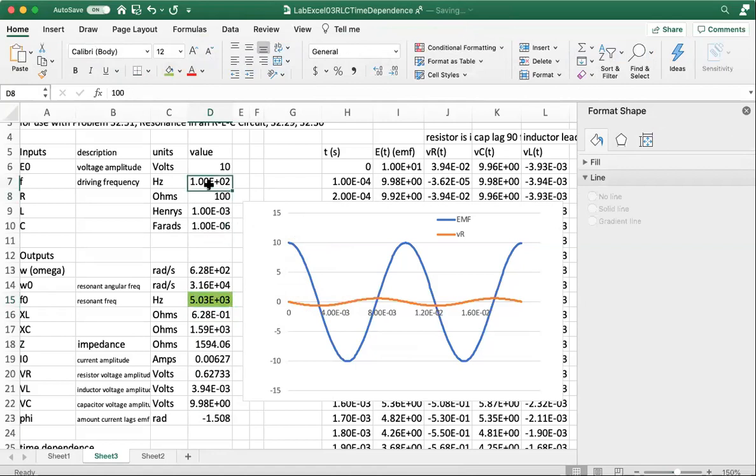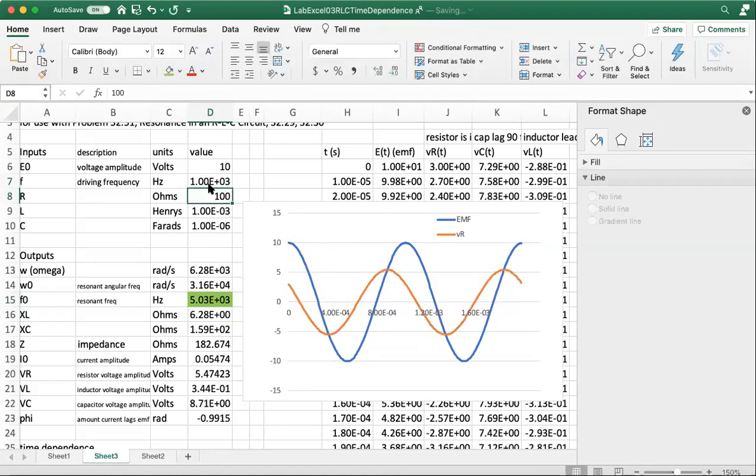I'm at 100 hertz. So let's say I go to 1,000 hertz. What's going to happen? Okay, so I went to 1,000 hertz. My resistor voltage got a lot bigger. The resistor voltage is still leading the EMF, and it's not as big. But let's see what happens as I approach these 5,000.